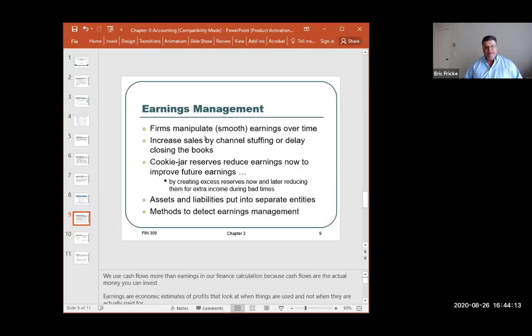So just so you're aware of it, it's not something you have to know how to do or how to catch, but at least you've been exposed to know that the net income is not always a pure perfect number, and there are estimates that go into it, and companies do have some flexibility in how they show the numbers that they get.